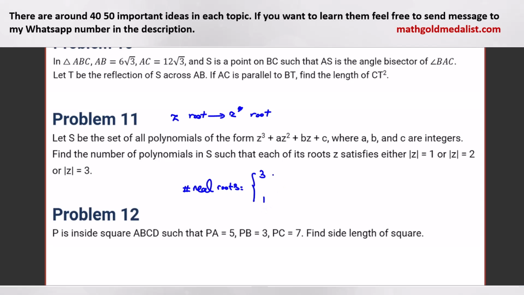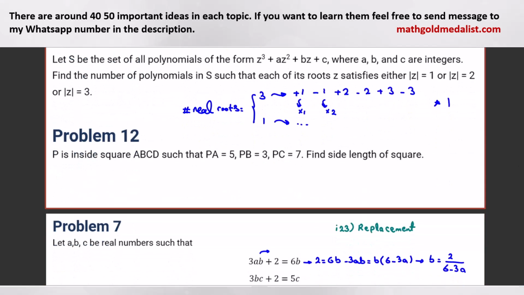These are the two cases. For the all-real case, because they are real, each root can be +1 or -1, +2 or -2, +3 or -3. Suppose we have x1 from this, x2 from this, and you should solve it with stars and bars. In a previous problem, I explained this. For the other case, you should consider one real root and two roots that are conjugates of each other, which are complex, and you can solve this. We had a similar problem in previous AIME past papers.